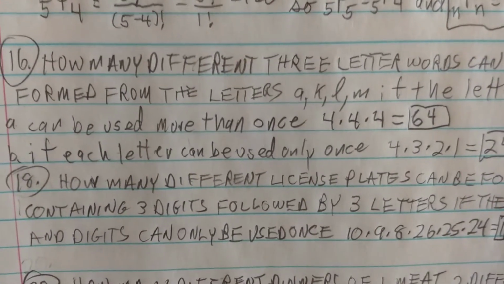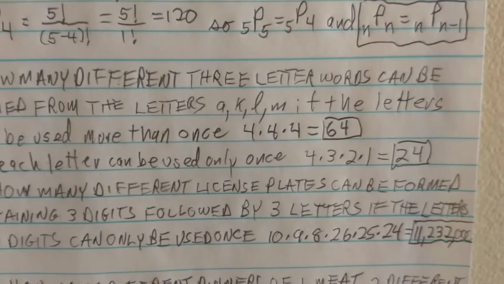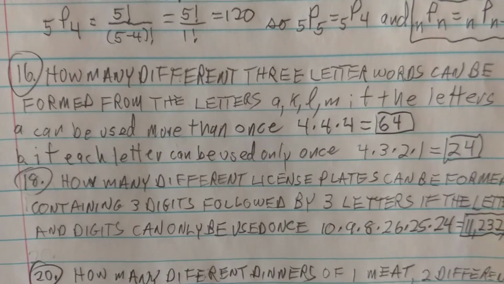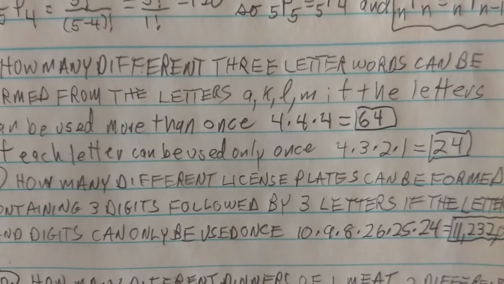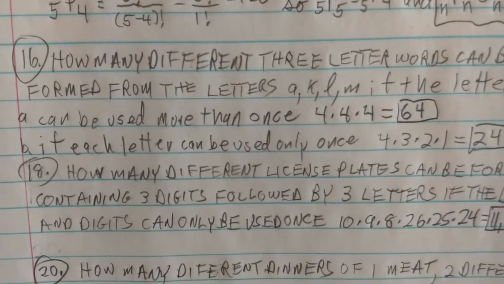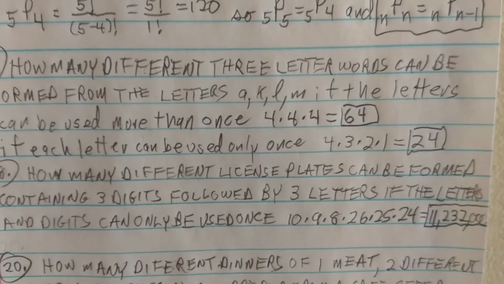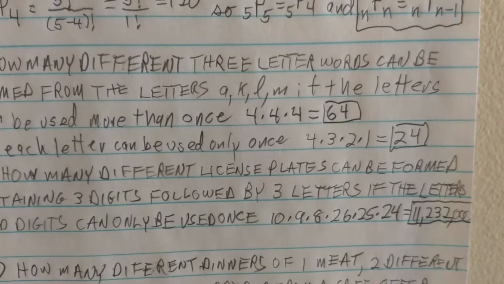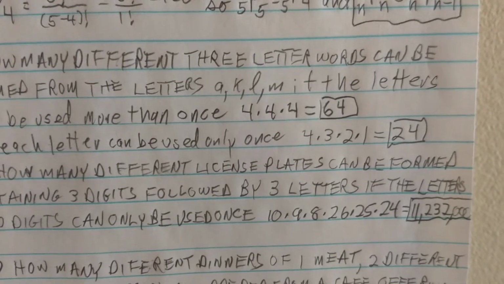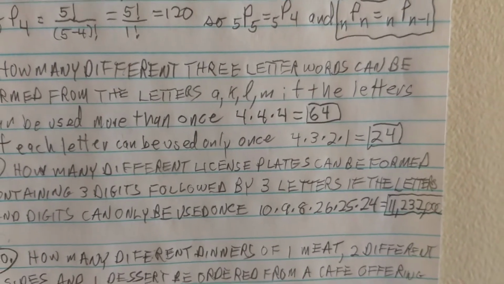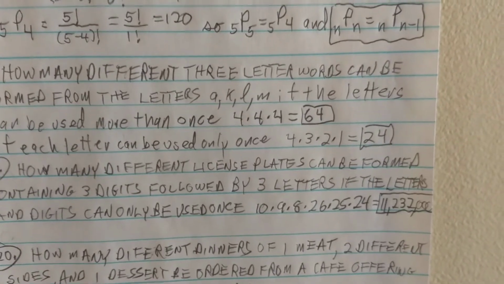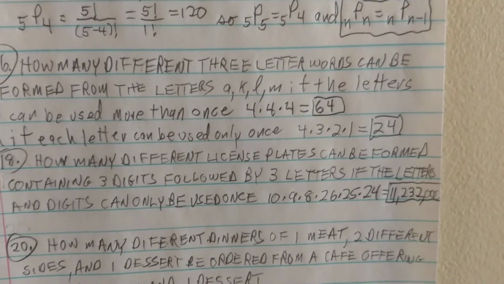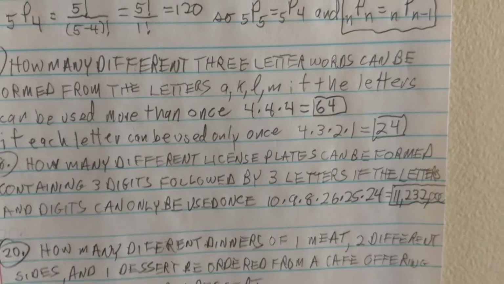Now, how many different 3-letter words can be formed from the letters A, K, L, M if the letters can be used more than once? Well, the first letter has 4 possibilities, the second letter has all 4 possibilities, and the third letter has all 4 possibilities. So 4 times 4 times 4 is 64, because all 4 of the letters can be used in each position.